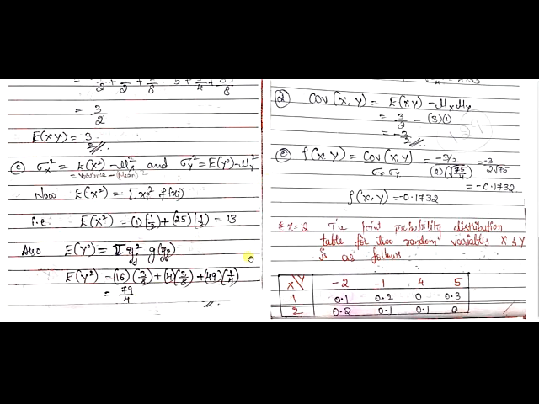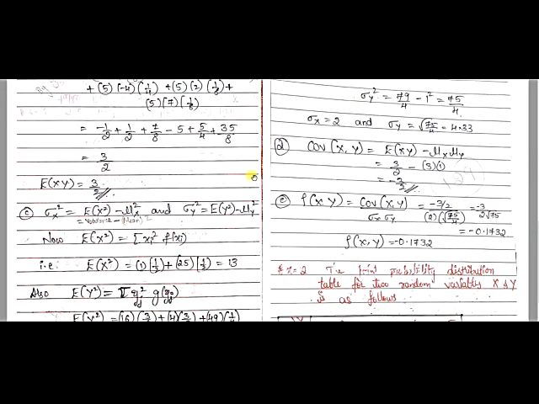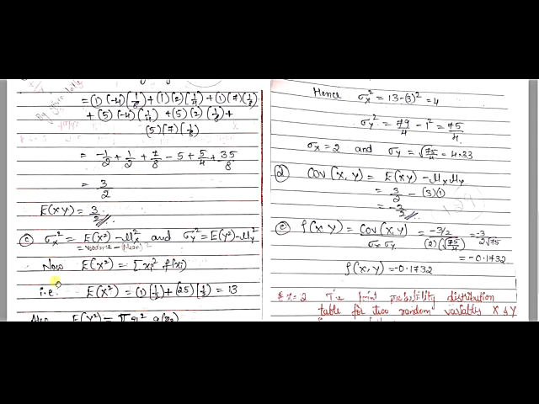Now we found E of x square and E of y square. Let us substitute these elements in the formula for the standard deviation x the square and standard deviation y the square. Standard deviation x square is equal to E of x square minus mu x square. E of x square is 13 minus mu x square. Expectation of x we found, that is 3, so 3 square. When you simplify this, you will get 4.